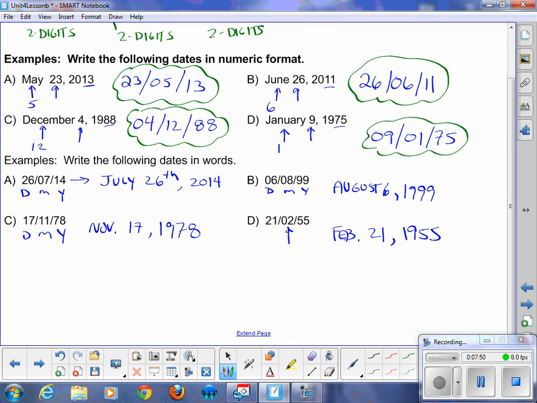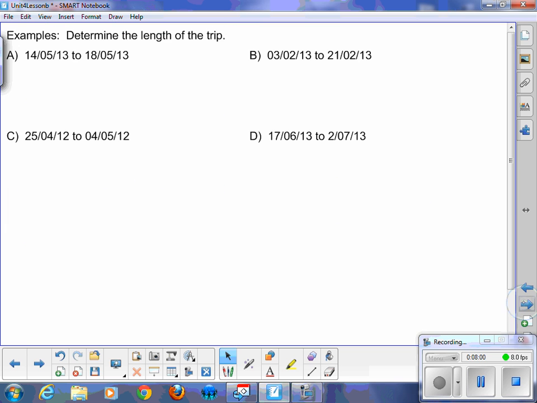All right. So as you're moving from numeric format to written and written to numeric, you're going to have a little bit of practice with that. Try that out. The more challenging part for you will be determining length of time. So you may need to have the number of days in each month, that chart, handy in order to do the interpretation. So for example here, remember it's in the order day, month, year. Day, month, year.